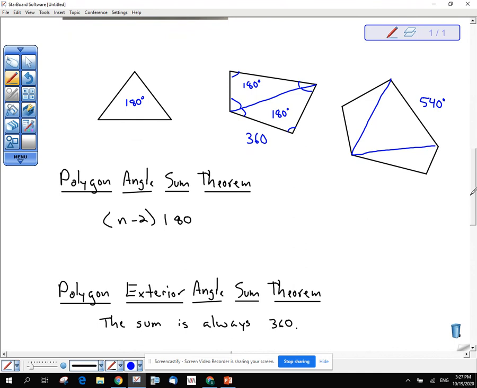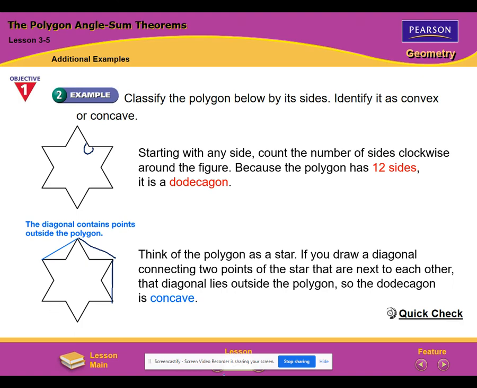Therefore, the polygon angle sum theorem simply is: n being the number of sides, take n minus 2 and multiply that by 180. Again, n is the number of sides. So if I said, for an octagon, find the angle sum of an octagon, it would be 8 minus 2 times 180, or 6 times 180. Note the parentheses mean you need to do the subtraction first, then multiply by 180. All right, back to 2 more examples.